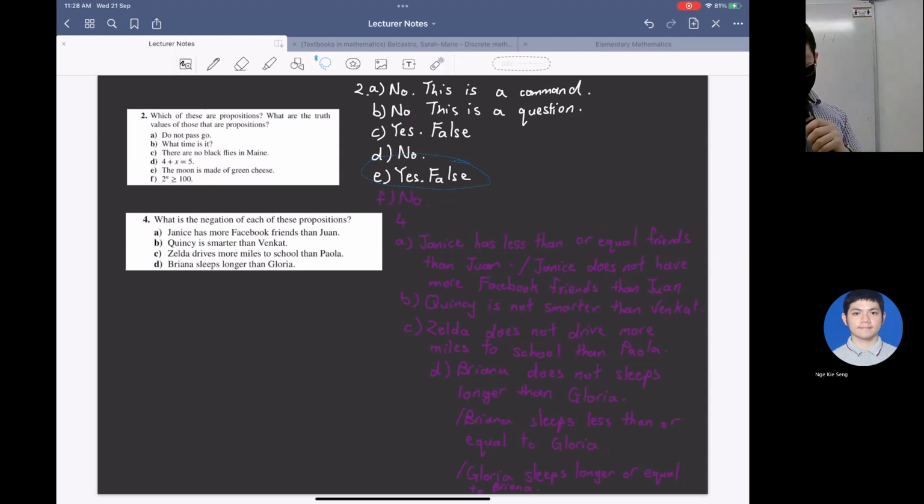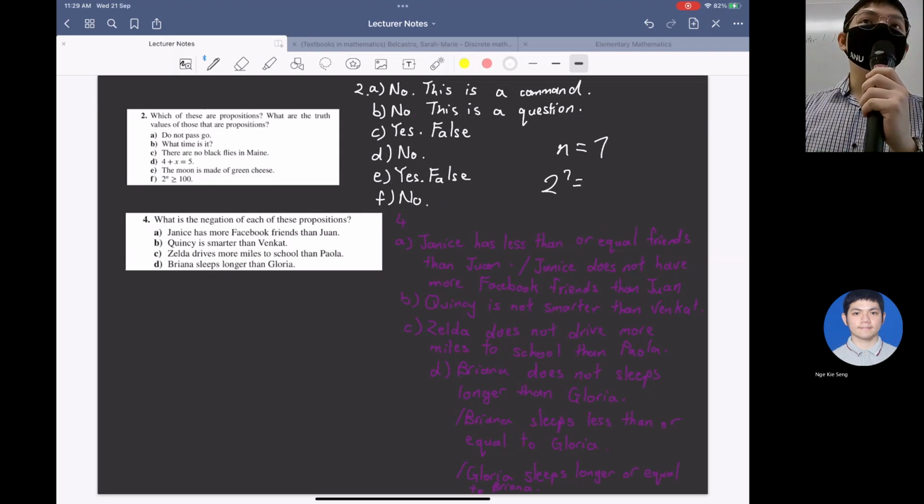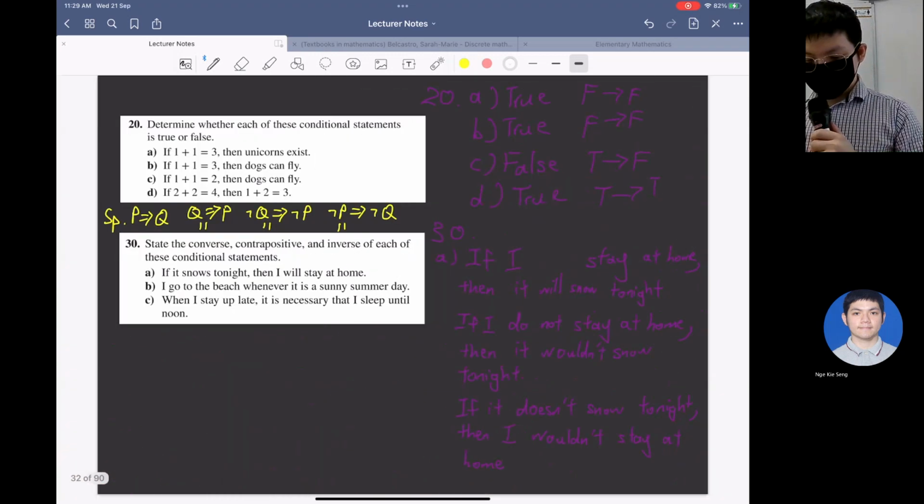Okay, next. 2 to the power n is greater than or equal to 100. True or false? I don't know. Is it a proposition or not? Why? It's either true or false. So when is it true? When n equals? 7? So n equals 7, 2 to the power 7 is what? 128. So it's greater than 100. Okay. So this is the first n that is true, is it? Yeah. Okay. Next.